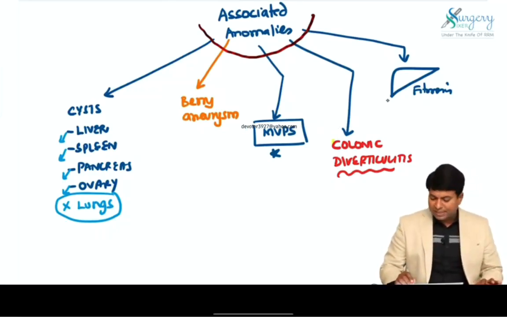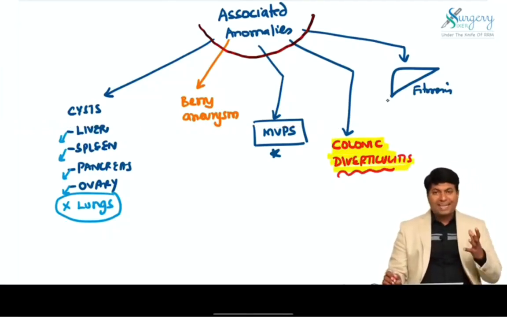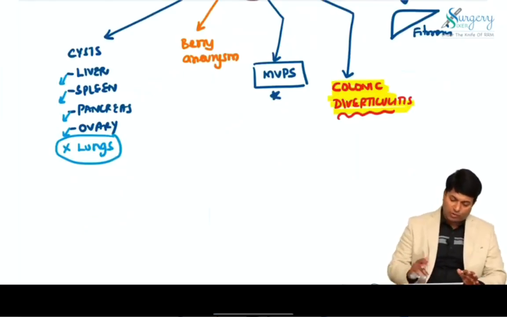The question asked in NEET 2020: sudden abdominal pain in polycystic kidney disease is due to colonic diverticulitis. Sudden headache is berry aneurysm. Sudden cardiac failure is MVPS. All these things are associated anomalies. Please don't forget. Coming to the treatment.